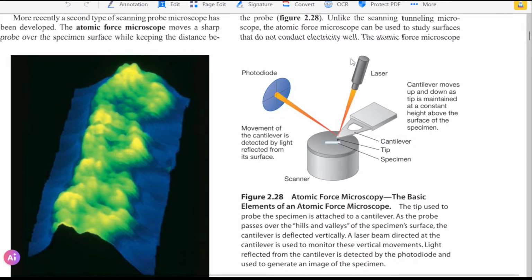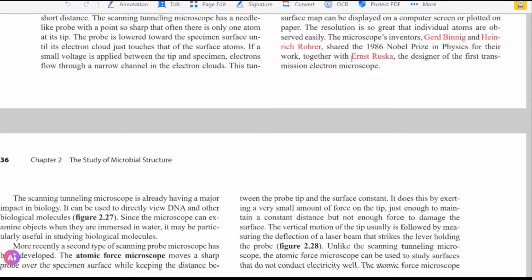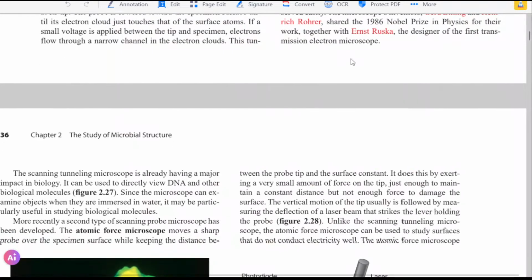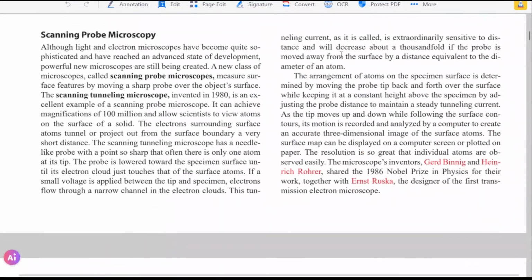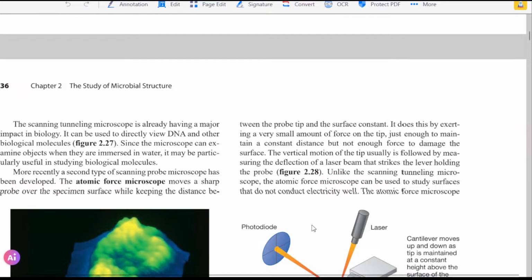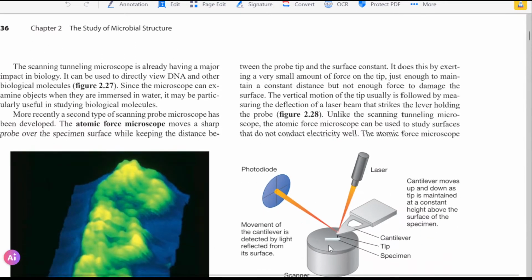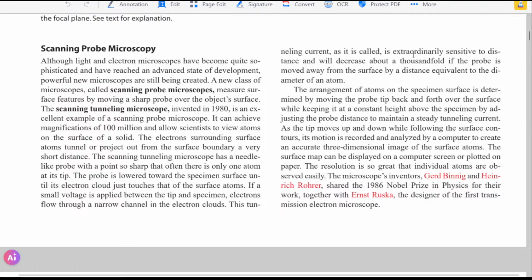Right. The tunneling signal is so sensitive that even if you take it a little bit further, like a half diameter of the cell, it will stop working and it will show the image of another area rather than the one that you are pointing at. You just move it back and forth on the specimen to cover all the surface area, and then the tunneling electricity shows that, and it is connected to the monitor and the electricity is captured. Let me read it, I think I can explain it. It's extremely sensitive to the distance and will decrease about 1,000 folds if the probe is moved away from the surface by a distance equivalent to the diameter of an atom.